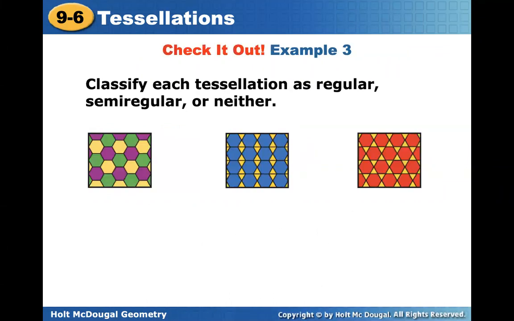Do these, classify each of these tessellations as regular, semi-regular, or neither. Remember, regular is same. Semi-regular is a couple different shapes that are regular polygons. And then if they aren't regular polygons, it is neither.